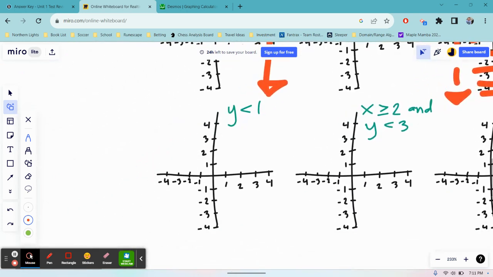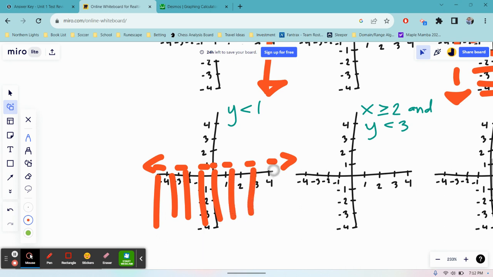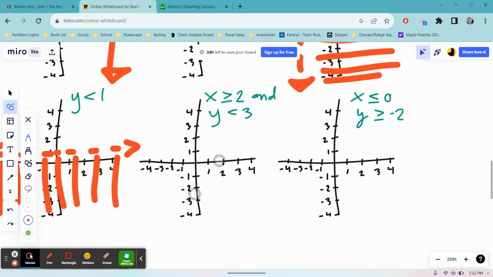Okay, y is less than 1. I know it's going to be dashed because I don't have the equal to. I know I'm going to hit 1 on the y-axis, and I'm dashing through here. And I know y has to be less than 1, so y can be 0, y can be -1, y can be -2, -3, -4, but y cannot be up here because those y values are greater than 1.